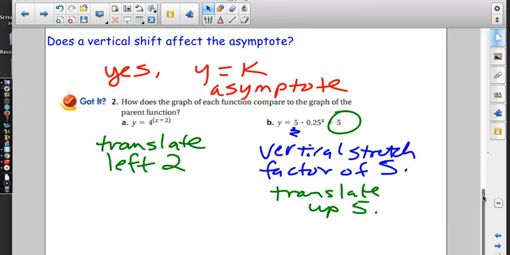I want you to tell your partner which one of these would have a new asymptote. That went really fast. You're saying B. How come? It's got a vertical translation. Vertical translation is going to change that. A horizontal is not. So there we go. I feel like we didn't get lots done today, but that's because all of these are a little bit different.